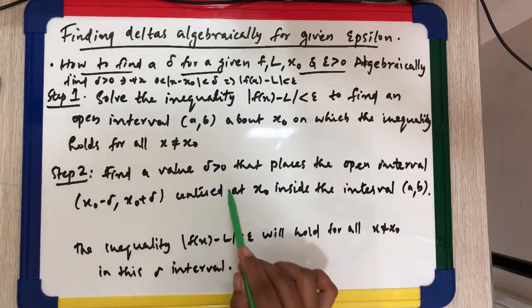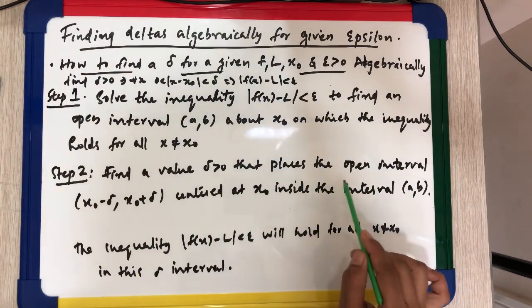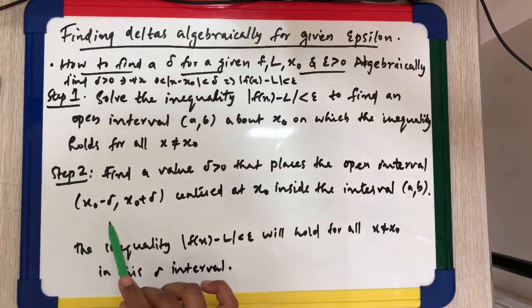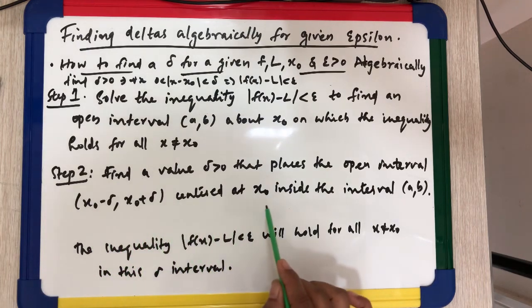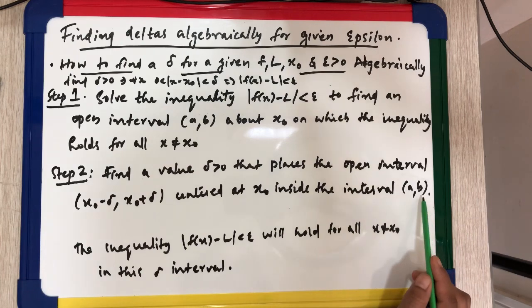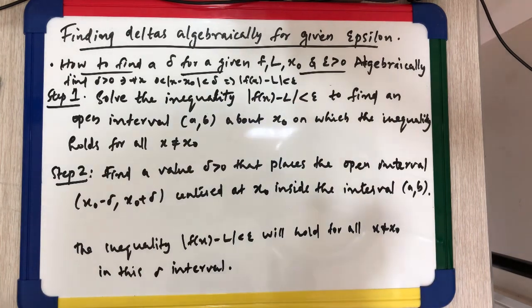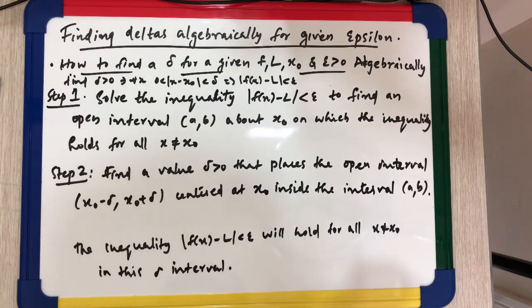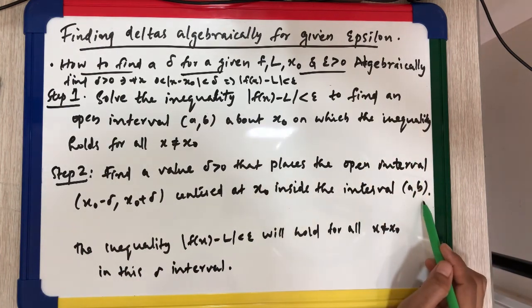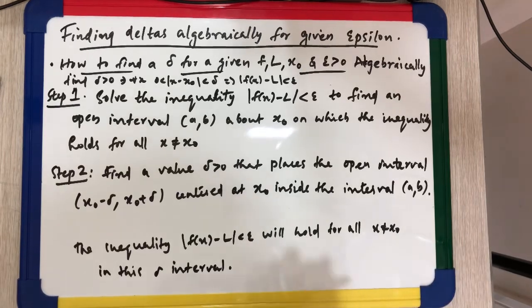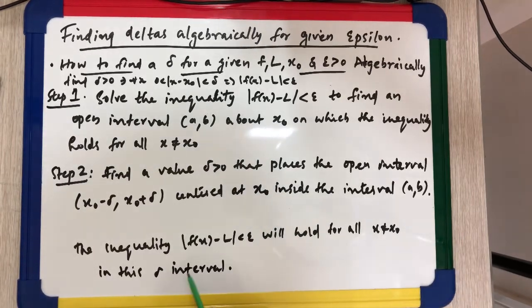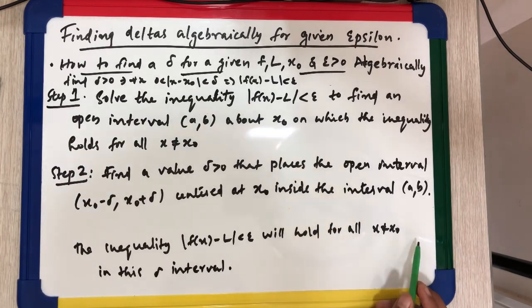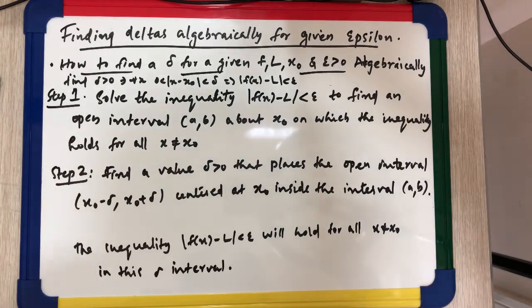Next step, find a value delta greater than 0 that places the open interval x0 minus delta, x0 plus delta, centered at x0, inside the interval AB. Then we have to find a delta keeping this interval x0 minus delta, x0 plus delta within the interval AB. Then the inequality will hold automatically. The inequality mod f of x minus a less than epsilon will hold for all x0 equal to x0 and this delta interval. We can go to the exercises.